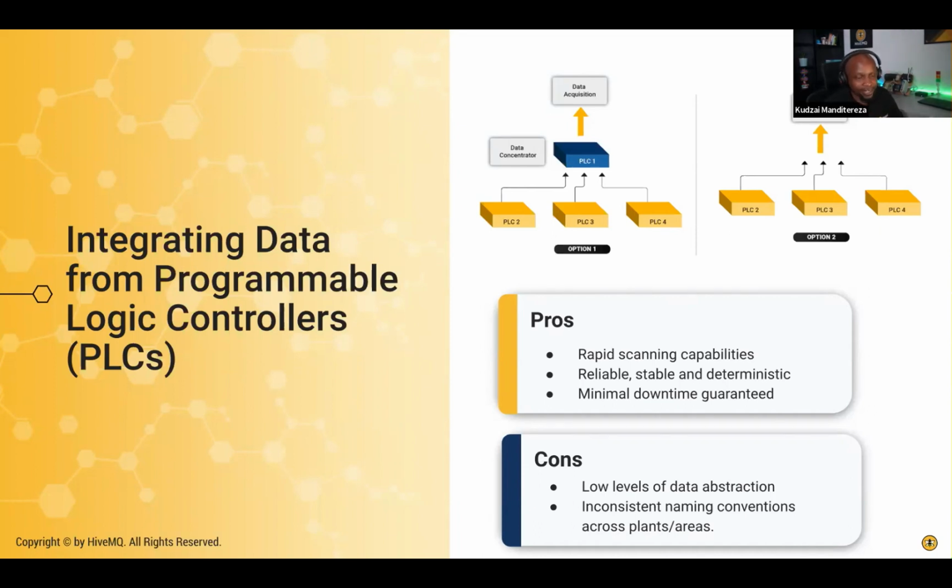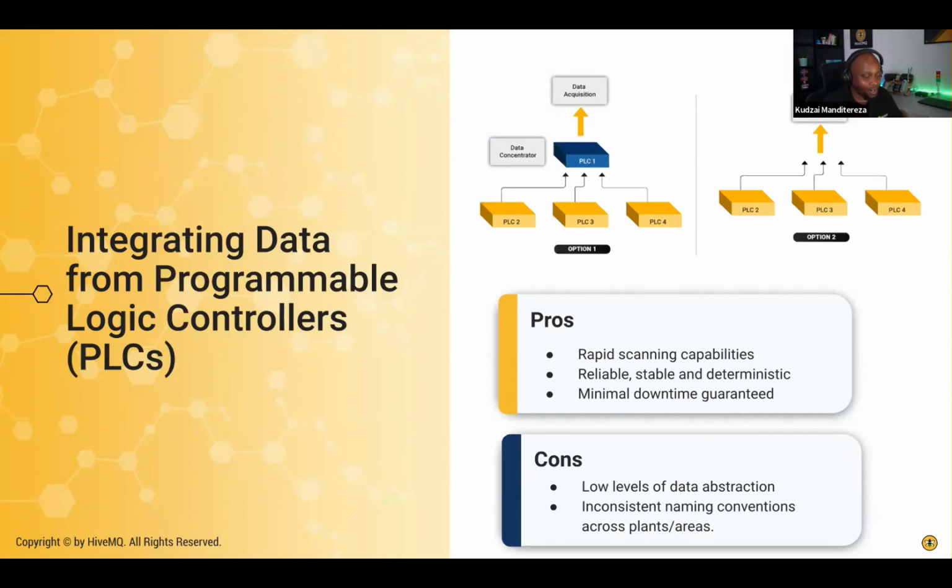The other advantage of getting your data from PLCs is that PLCs have a really high resolution of scan times, where data could be collected every 10 milliseconds, 20 milliseconds. So you've got this fine-grained data that you can collect through the PLCs because of these rapid scanning capabilities. And again, I've already spoken about the minimal downtime that is guaranteed whenever you're collecting data from your PLCs.